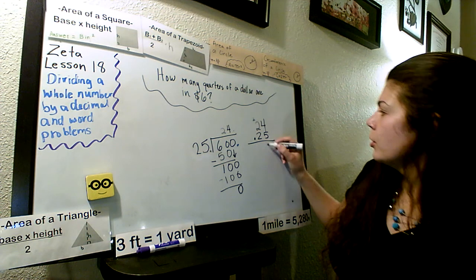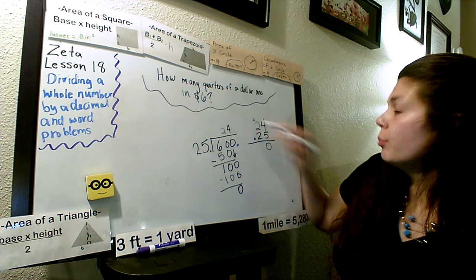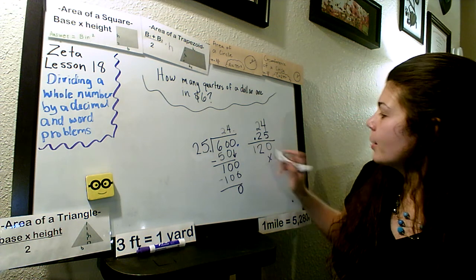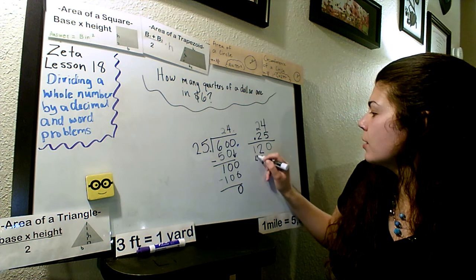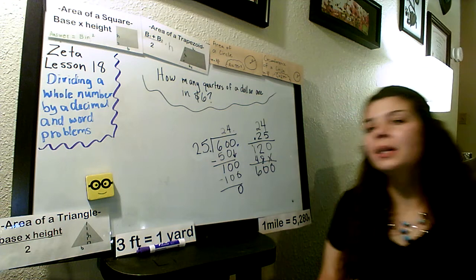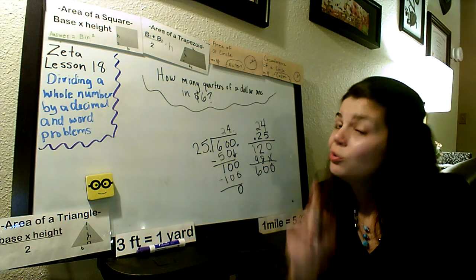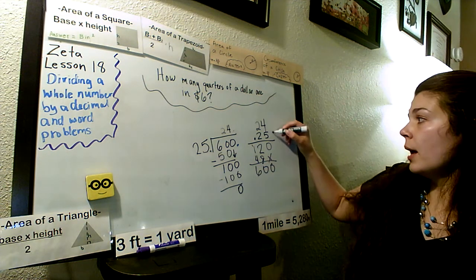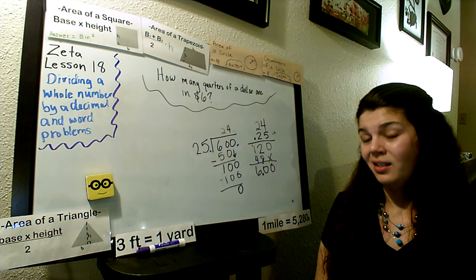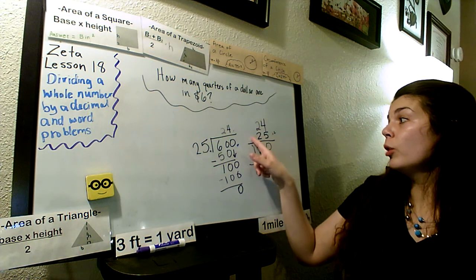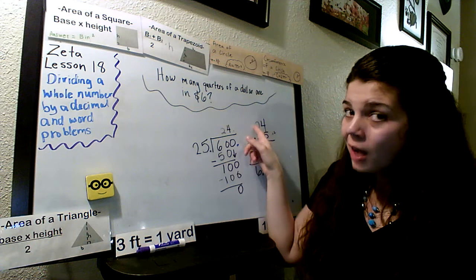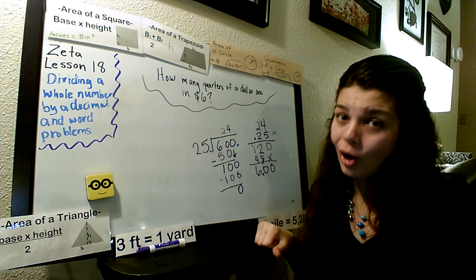5 times 4, 20. 5 times 2, 10, plus 2 more, 12. 2 times 4 is 8. 2 times 2 is 4. 0, 10, 600. How many times over do I need to move my decimal? Because you cannot forget your decimal. Plus 2. 2 times over, 1, 2. Did we get our answer? Yes. There are 24 quarters, because a quarter is 25 cents. There are 24 quarters of a dollar in $6.